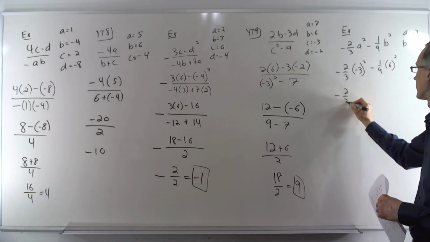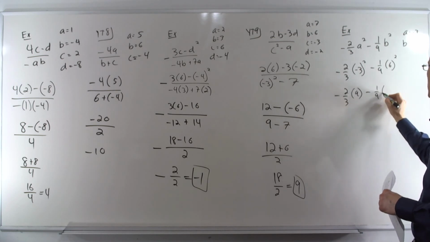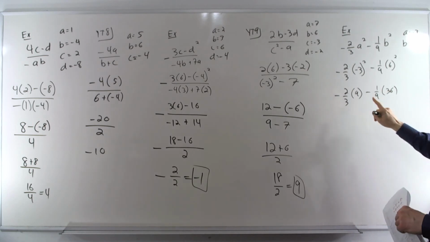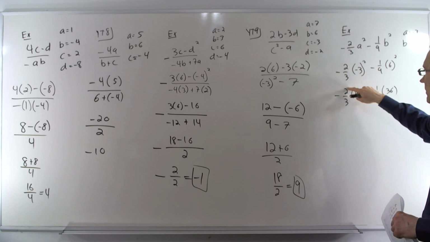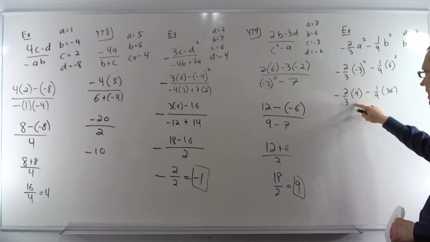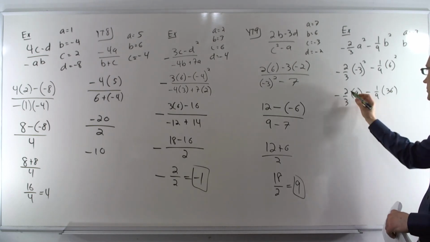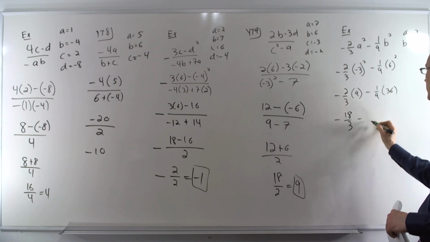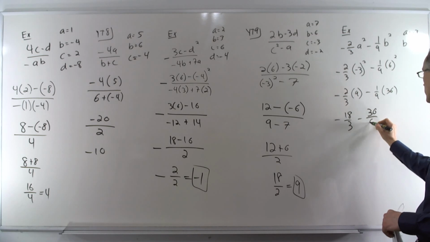So we got negative 2/3 times 9 minus 1/9 times 36. Now, next thing to keep in mind is whenever you multiply a fraction by a whole number, you just multiply the whole number by the numerator. Leave the denominator alone, because this is the same as 9 over 1. So 2 times 9 is 18, so that gives us negative 18 over 3, minus 1 times 36 is 36, so 36 over 9.